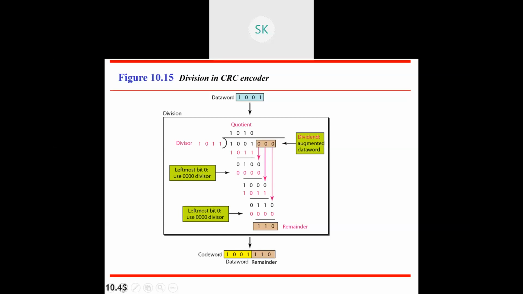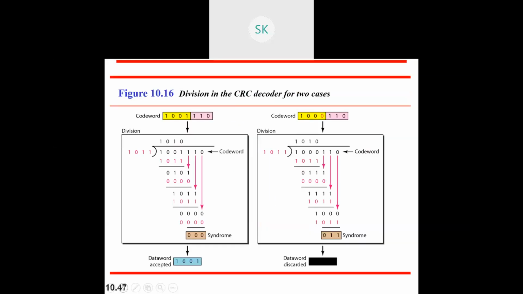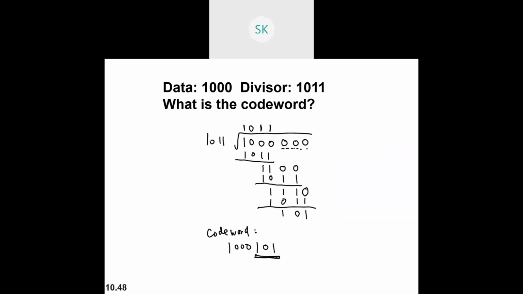And in the decoder, the entire code word, whatever that is, needs to be taken into consideration. See here, 1001, 110 is your code word. With respect to your divisor, 1011, the same divisor, the same particular procedure you need to follow, you need to perform. Until you get the syndrome as 0, you need to perform that particular task. Once this is done, you get that particular data word accepted. Otherwise, if any particular data bit is corrupted, then you'll be getting a syndrome as a different one. Once the syndrome is different, the data word is discarded. Are you getting this? So this is how it will be working.